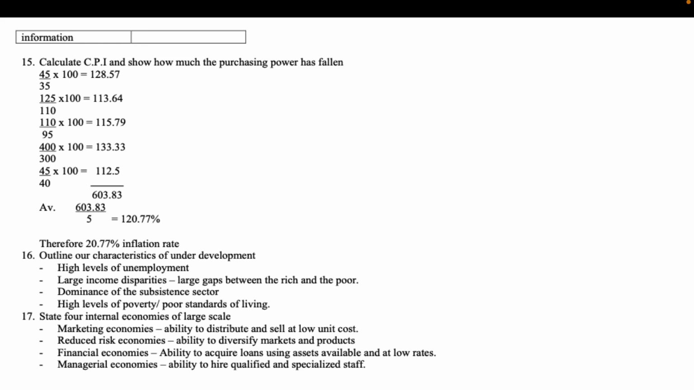State 4 internal economies of large scale. Marketing economies, ability to distribute and sell at low unit cost. Reduced risk economies, ability to diversify markets and products. Financial economies, ability to acquire loans using assets available and at low rates. Managerial economies, ability to hire qualified and specialized staff.